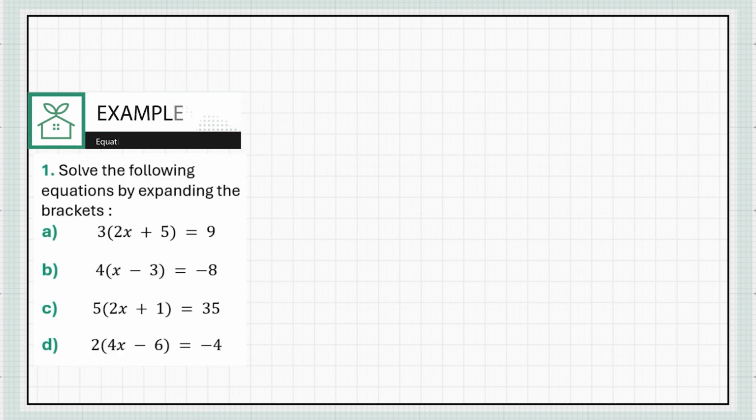Alright, welcome back. In this video we're going to be looking at how we solve equations involving brackets. So let's get started with our first one. Now remember, we need to distribute our brackets, or distribute the value at the front across its two terms.